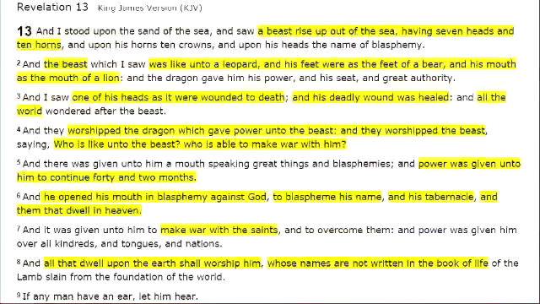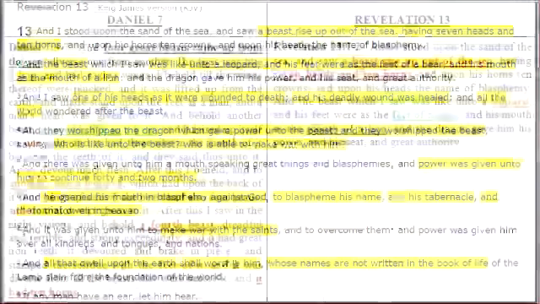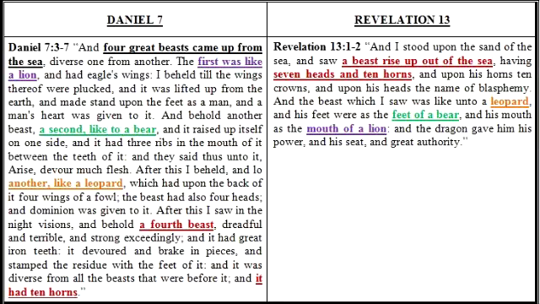So the beast in Revelation 13 that has 10 horns and 7 heads is a combination of Daniel's 4 beasts, and verse 2 confirms that. It says the beast was like a leopard, had the feet of a bear, and the mouth of a lion. The beast with 7 heads and 10 horns then consists of all 4 of Daniel's beasts. It is the lion, the bear, the leopard, and the terrible beast with 10 horns.